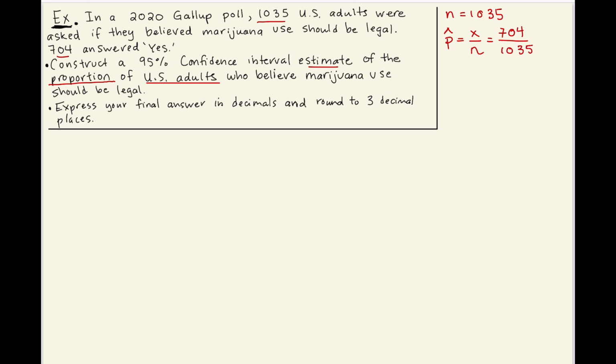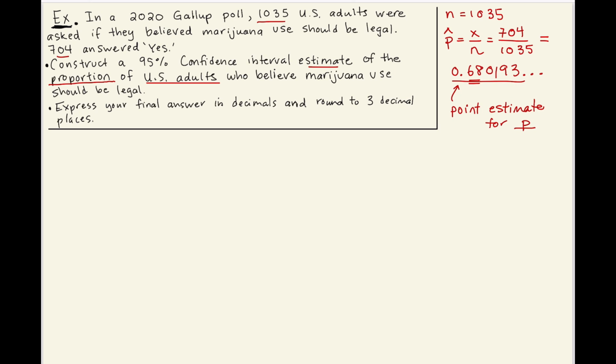So I always calculate this just out of curiosity whenever I start one of these questions. Punching that into the calculator, that's about 68% said that they thought marijuana use should be legal. So that's pretty high, right? 68%. And this is actually what we call the point estimate, right? For the population proportion.